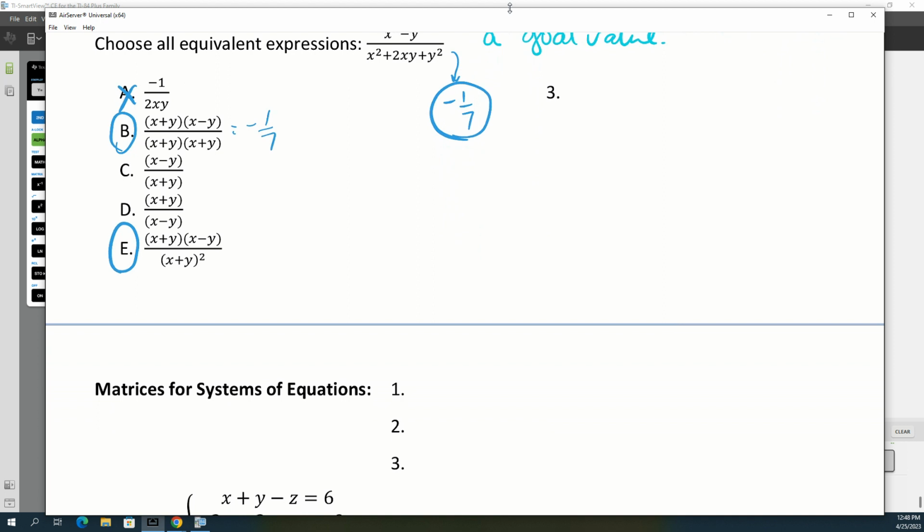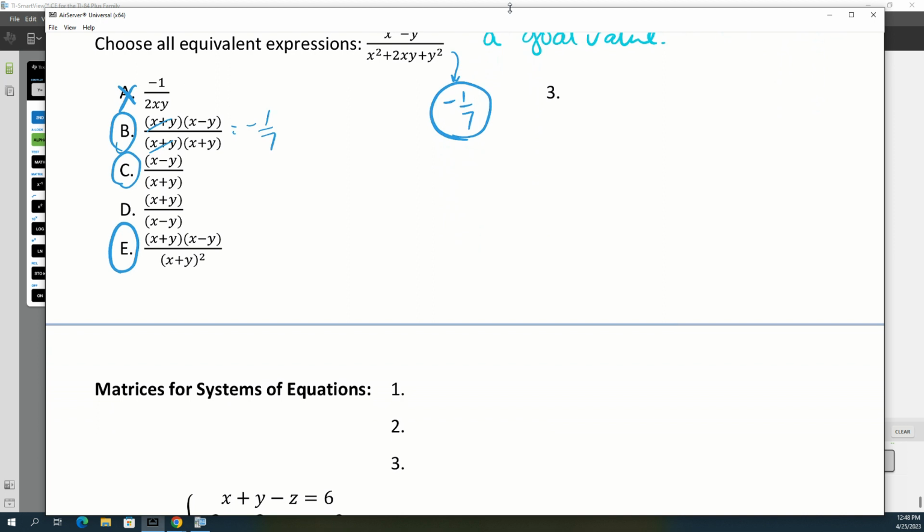B, if there's something on the top that matches up with the bottom, it has to die. So what needs to cancel out? X plus y. And which choice would it leave you with after you canceled that? That would be C. So you could still do it algebraically if you wanted to. Or if it's a calculator problem, you can do it in the calculator.